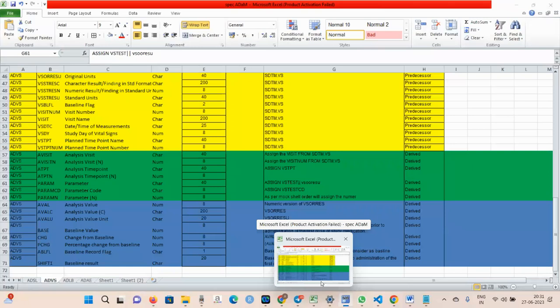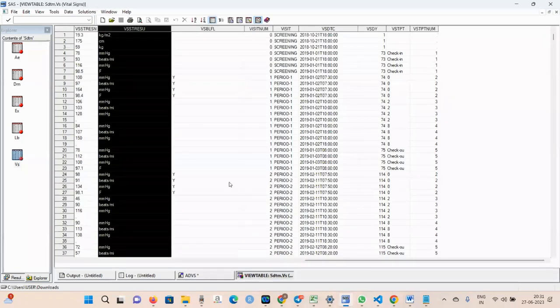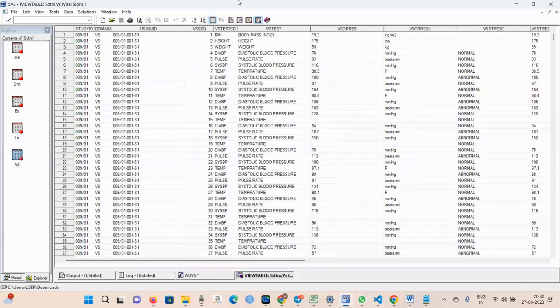And the PARAMCD would be assigned as VSTESTCD. So there is nothing to be changed. It's going to be the same thing, VSTESTCD. So this is the short name of your parameter, and this is the longest name.